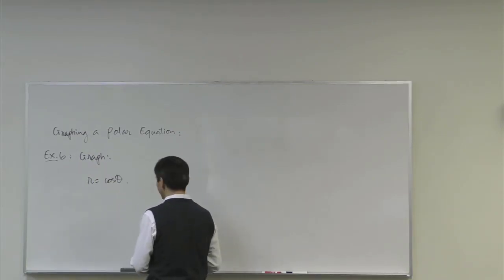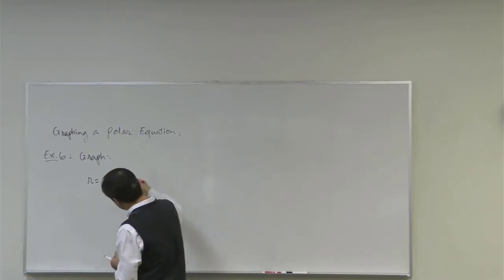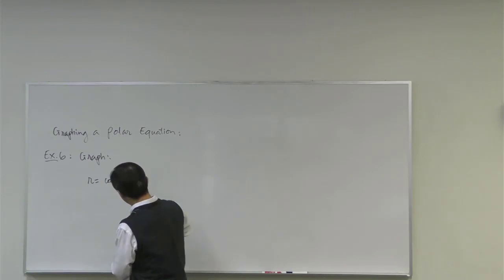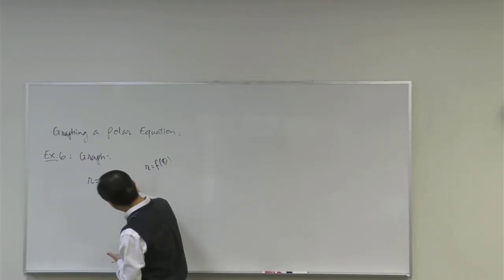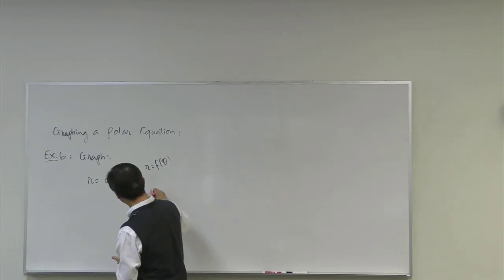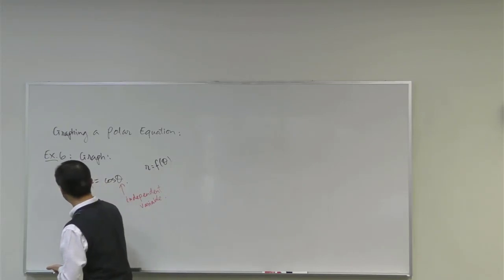So before we get into the actual graphing, like I said earlier, the point now is that r is written as some function of theta. Your theta right here is the independent variable, and your r right here is the dependent variable.